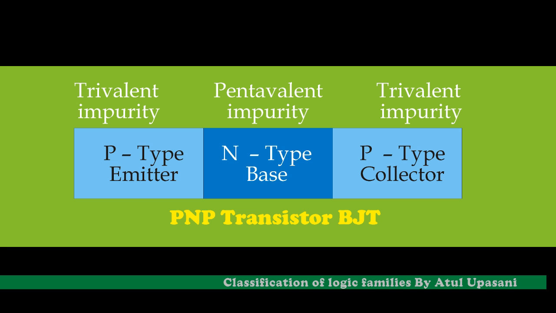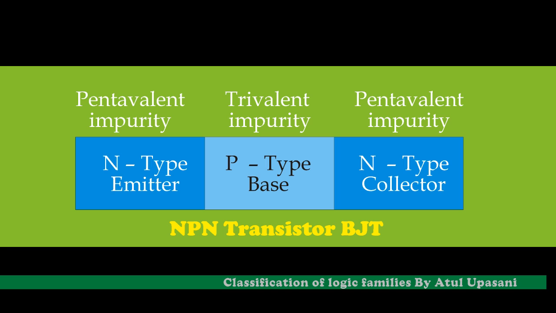But at the same time, if positive charges are flowing from left to right, the electrons will flow from right to left. So in this way, the current conduction in this device is due to both charges, due to the holes and also due to the electrons. That is why this device is a bipolar device. That means it has two poles, positive as well as negative. In this way, bipolar transistors are formed.